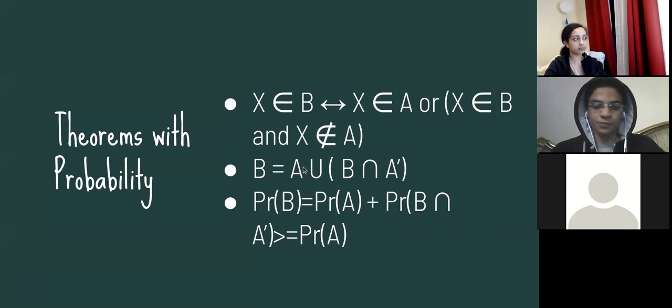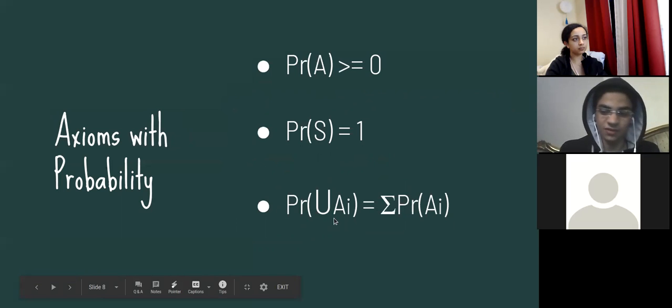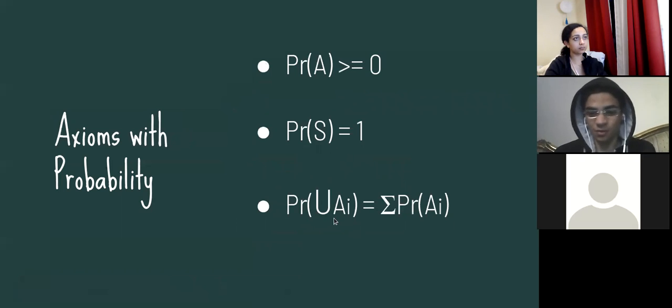So you can already see the use of the same methods we used in set theoretic proofs again implemented here in probability theory. So now we have that, and then you would proceed further to find the probability of B equals the probability of A plus the probability of B intersection A dash. This is just applying our axiom, that to get the probability of a union of disjoint sets, we just add their probabilities.